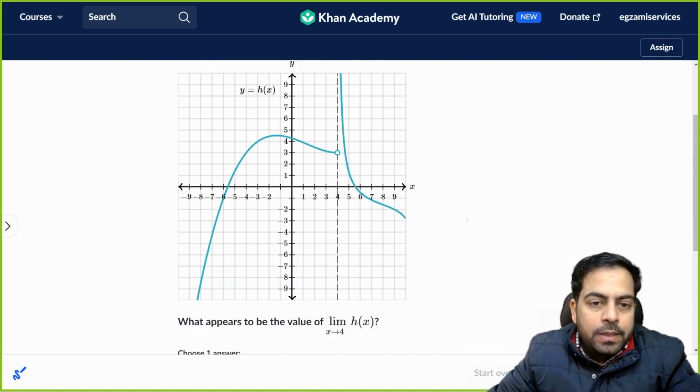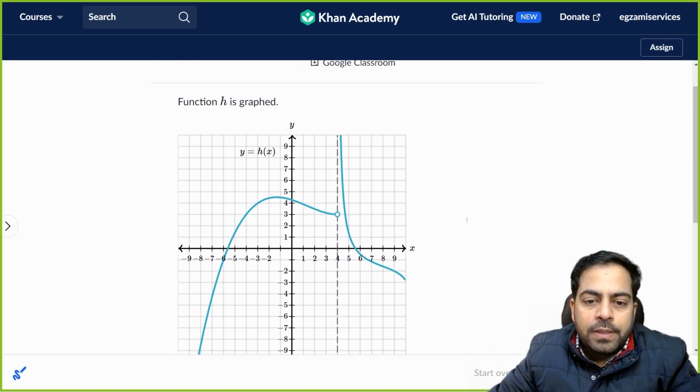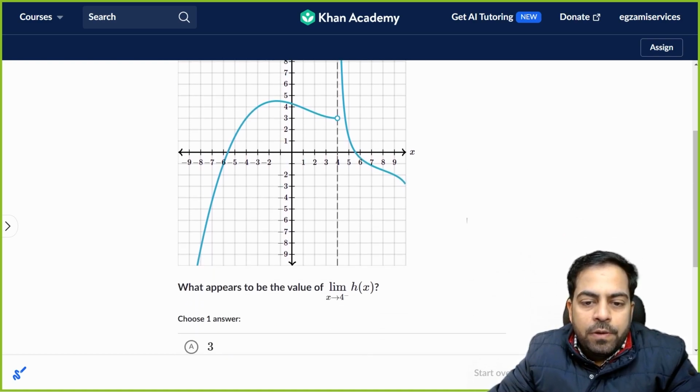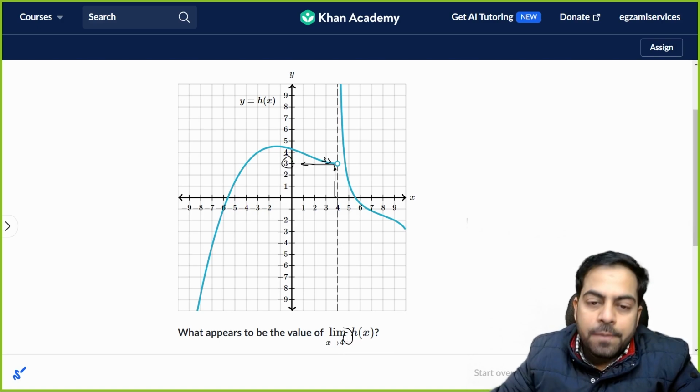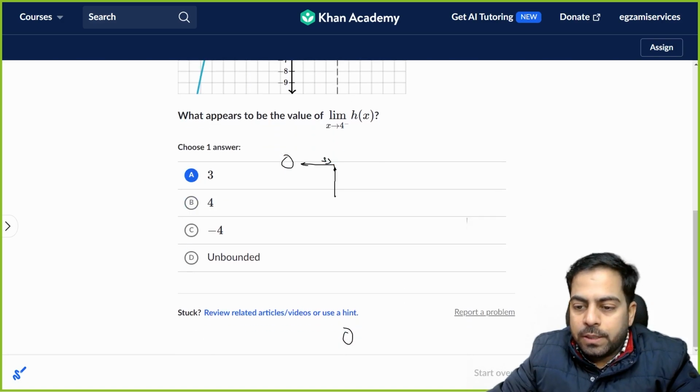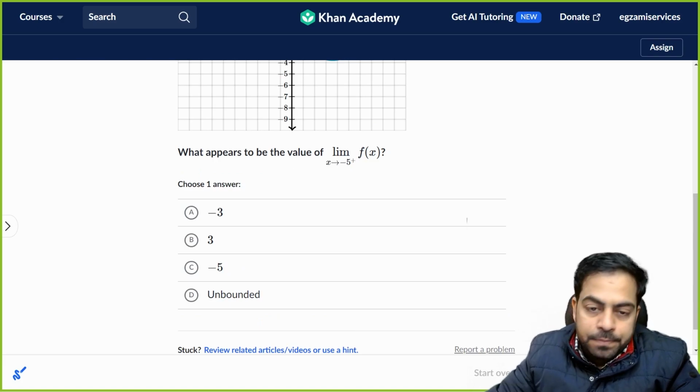All right, next we have the graph h below, one-sided limits. What appears to be the value of x goes to 4 negative? Again 4 negative. I'll speed up the process now. That means I have to find LHL. So let's go to the graph. This value is approaching 3, so that means it is 3, right?